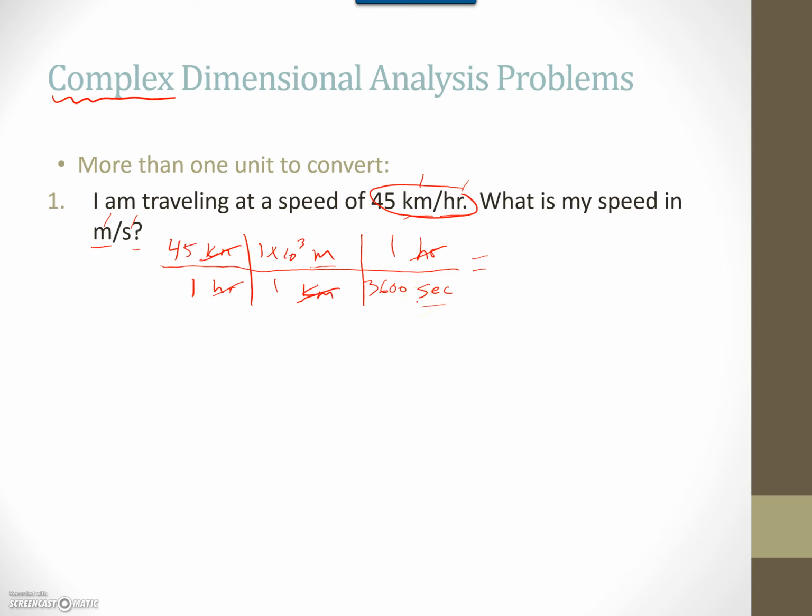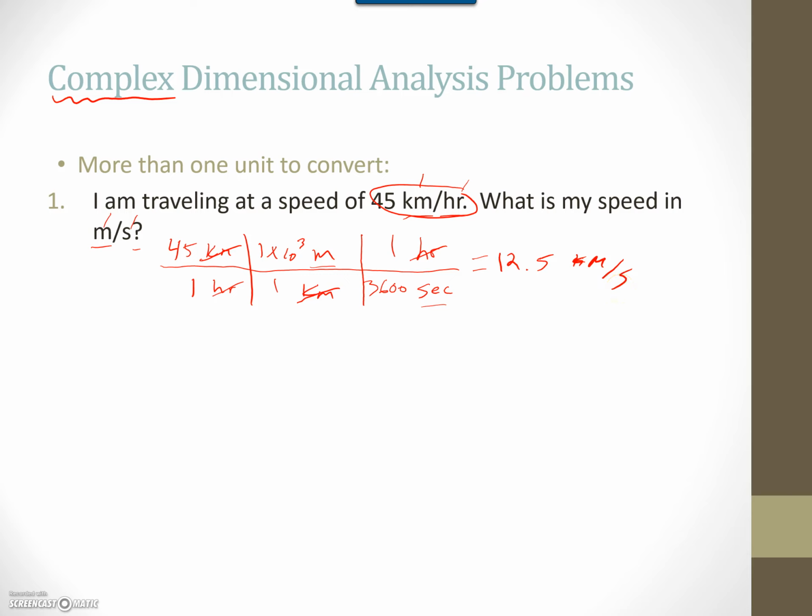And so when I do that on my calculator, 45 times 1,000 divided by 3,600 equals 12.5 meters per second. Okay, now I've got 12.5 meters per second.